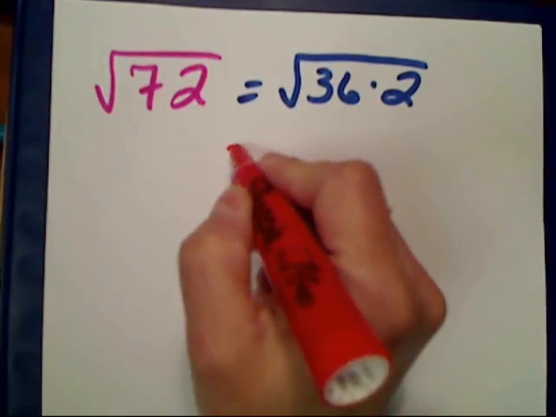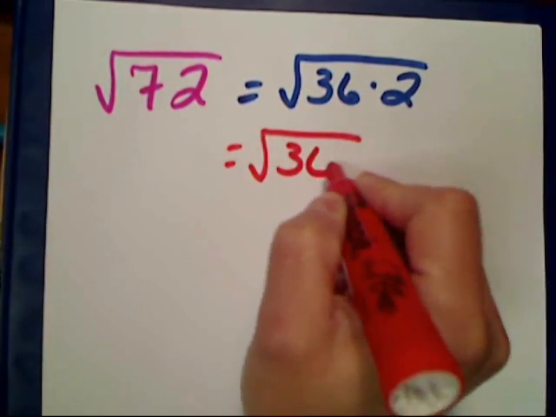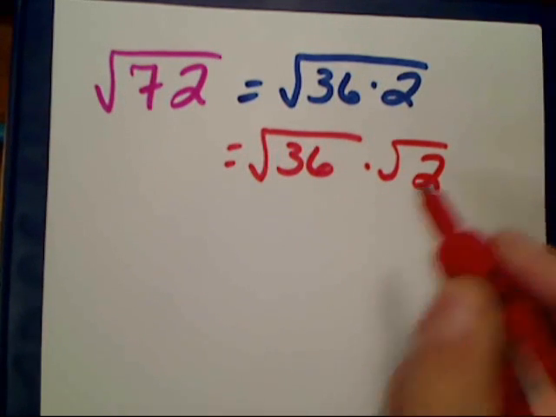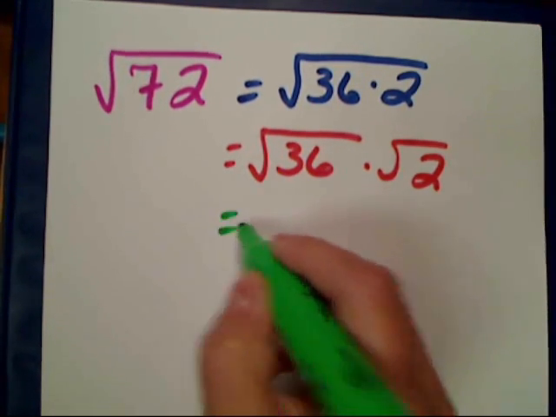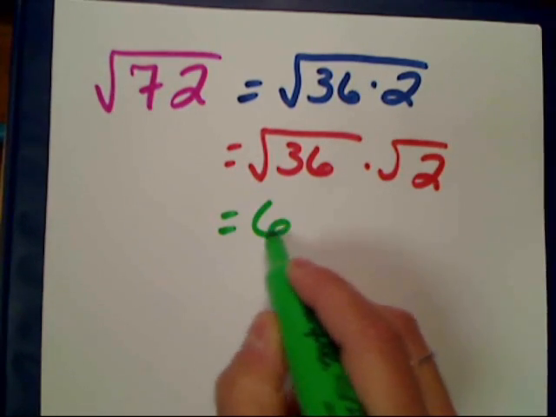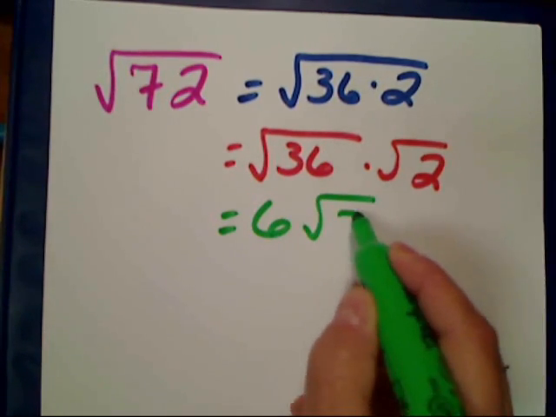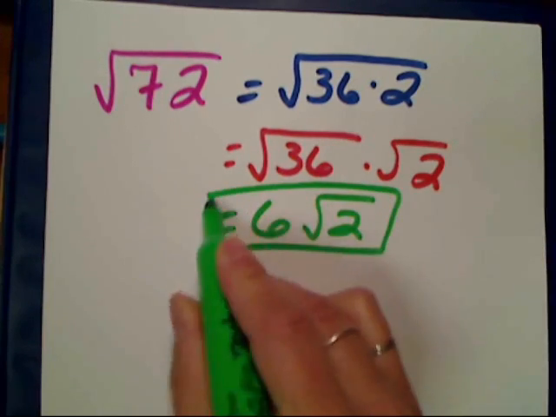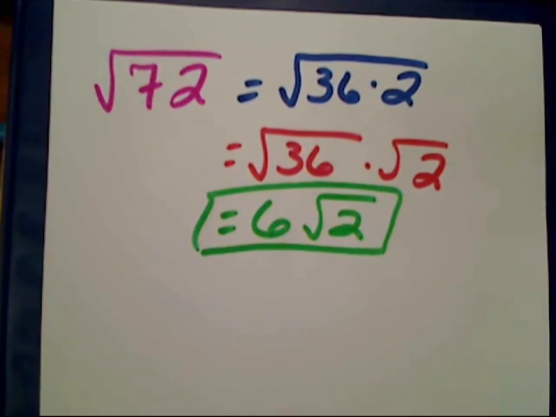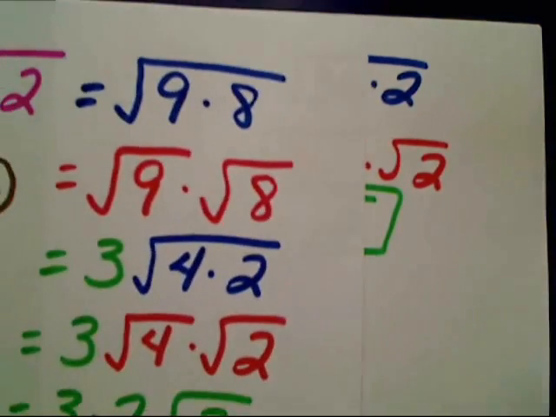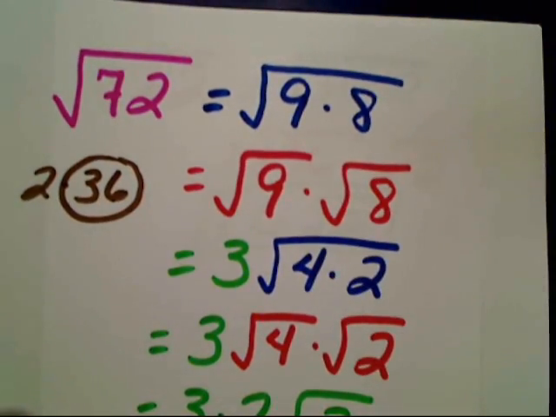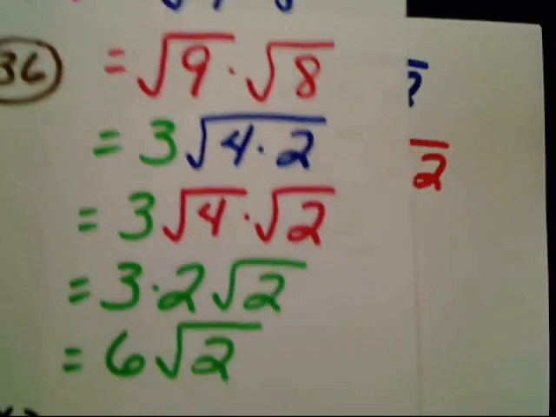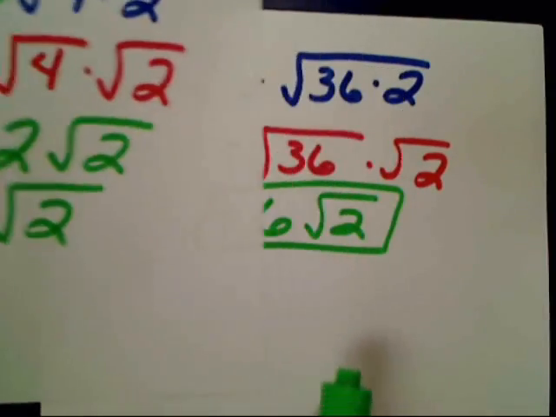So now we can write it as 2 separate radicals. And the square root of 36, what number times itself is 36? Oh, that's 6. And I can't simplify the square root of 2. I got the same answer in 1 step as opposed to the 2 steps over here when we had to break it down and then break it down again. Either way, we got the same answer of 6 square roots of 2.